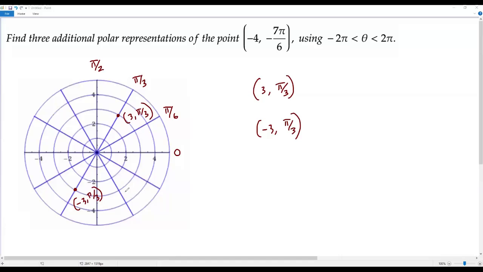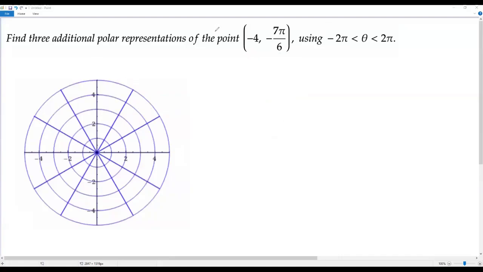Once we understand what has been explained so far, we'll be able to solve the problem. Now let me erase this. Now we can start solving the question. Our first work is to find additional polar representations of this point, and for this our first work is to plot the given point. Also we can consider the given interval, that is -2π to 2π.